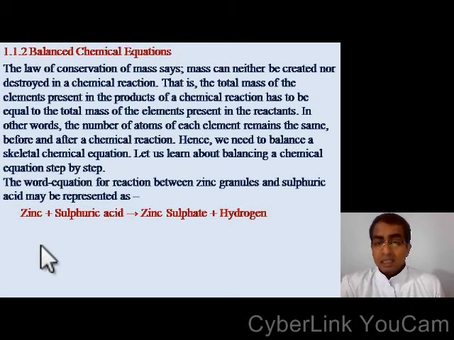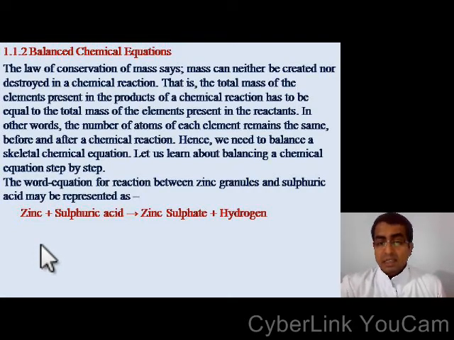In other words, we can say the number of atoms of each element remains the same before and after a chemical reaction. Hence, we need to balance a skeletal chemical equation. Let us learn about balancing a chemical equation step by step.